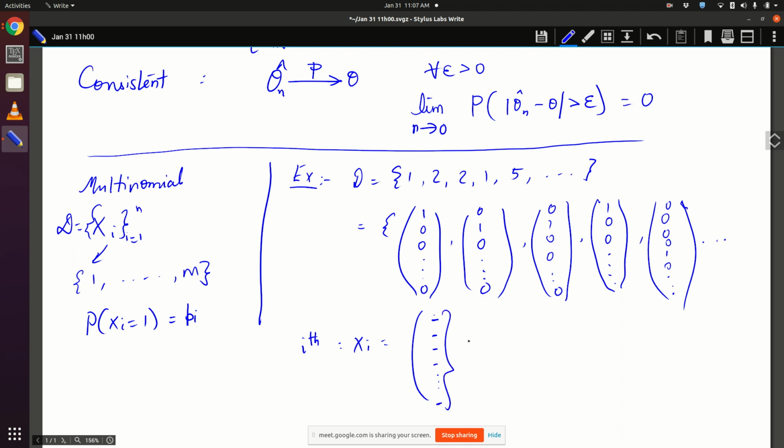The jth entry of xi, I'll write with a bracketed superscript, just to say that it's not exponentiation. I'm not taking the exponent. This is equal to 1 if xi is equal to j, and 0 otherwise. That is, if the ith observation is j.